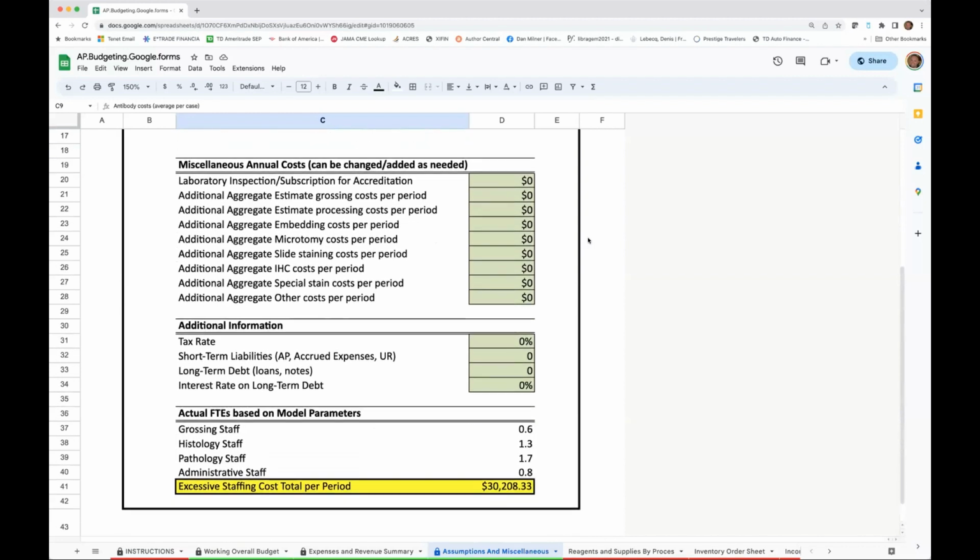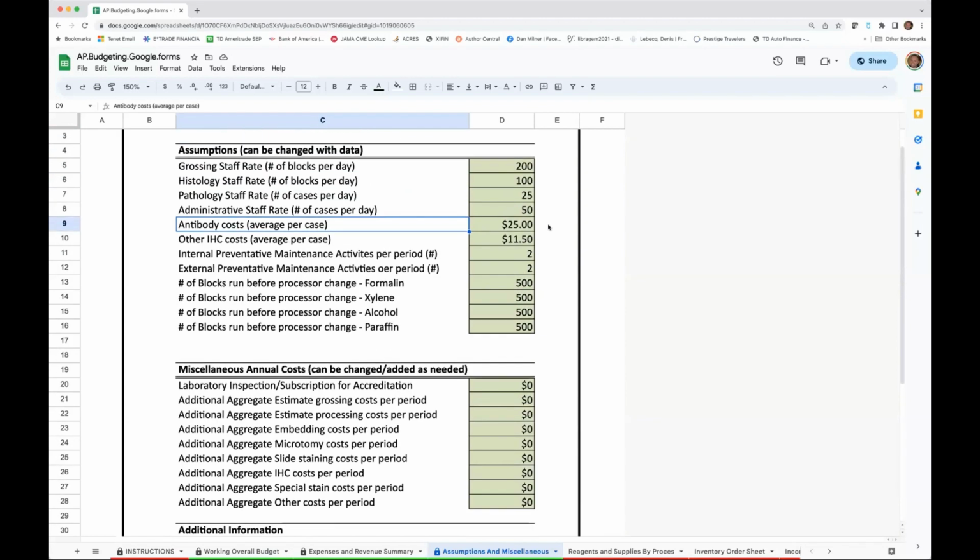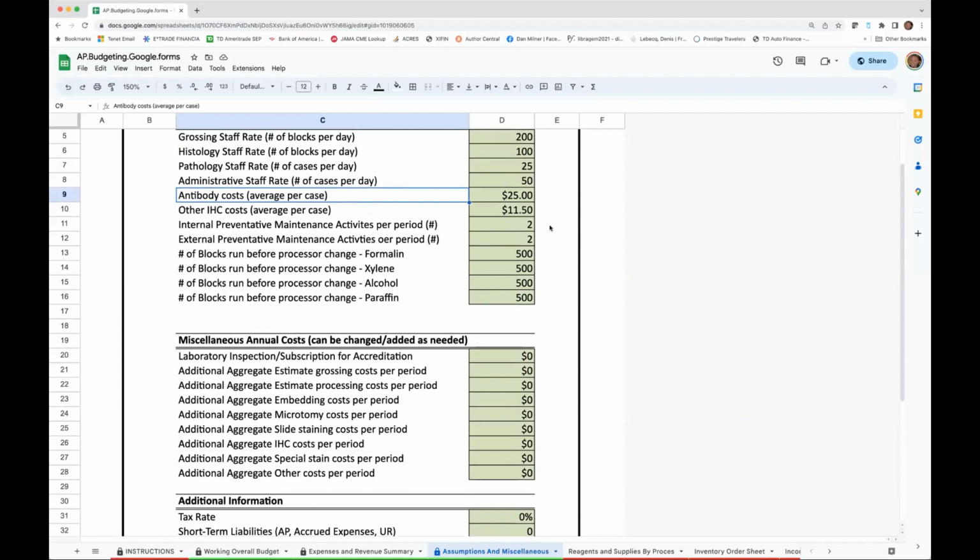This next section is very interesting. So we can't think of everything. The model is not perfect. There's every possibility of how laboratories are run. But what we've done is given you these tabs so that if you have some sort of embedding cost that we aren't accounting for, whatever it is, or slide staining cost, or IHC cost, or special stain, you take whatever that total cost is. So let's say, for example, for immunohistochemistry, I've given you $25 and $11.50, and you change those numbers up here to match your estimate, but there's still some other cost.